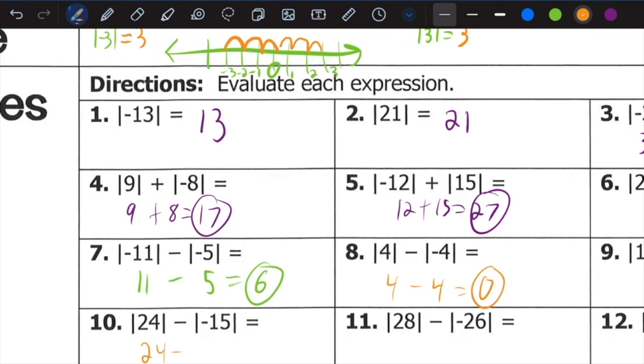Number 10, we have 24 minus positive 15 after doing the absolute value, and we get 9 as the result. Number 11, we get 28 minus a positive 26, and we get 2.